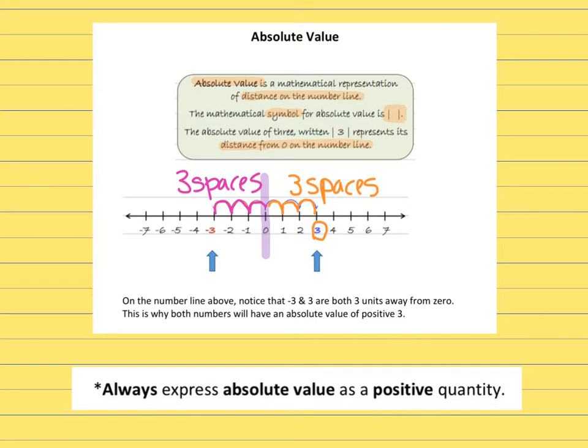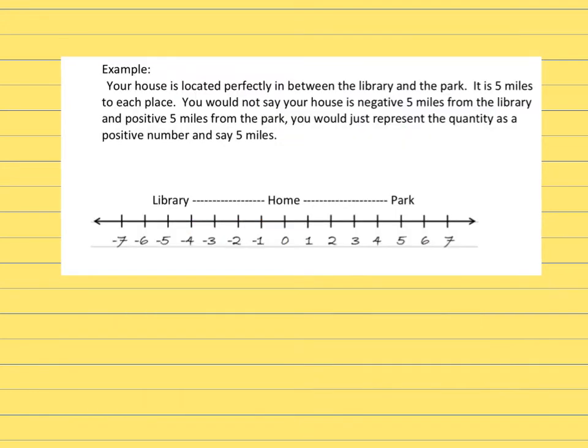So down here at the bottom, we are going to say absolute value always represents a distance. If you need to think about it as a positive quantity, then do so. It will never have a negative value. The number that comes outside of absolute value will always be a positive quantity.